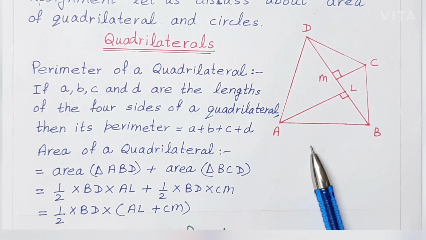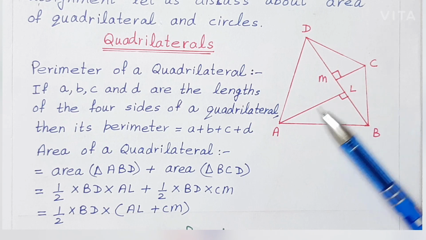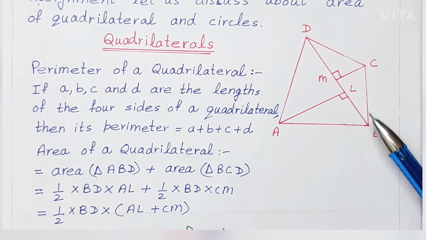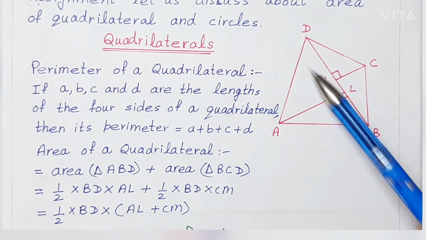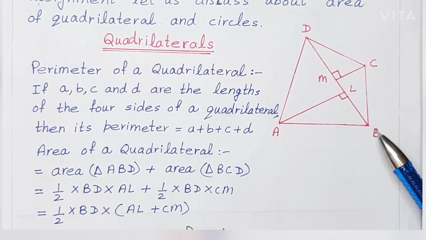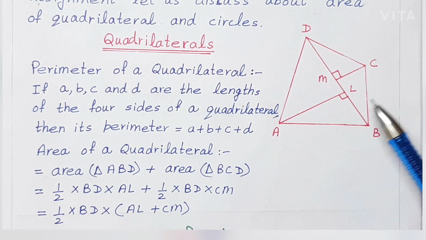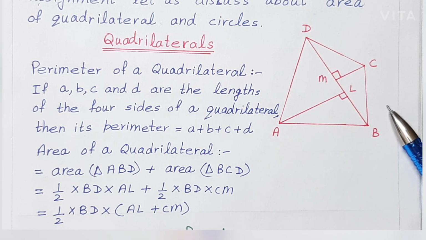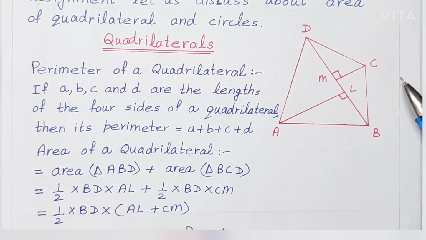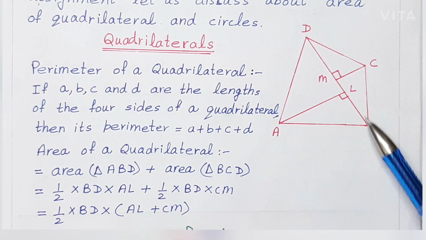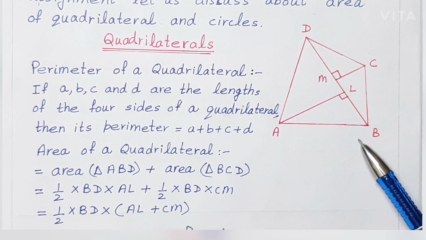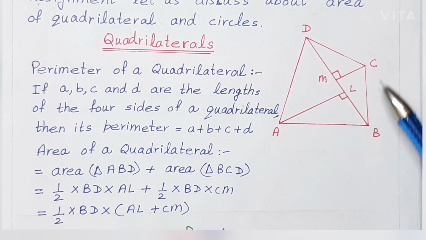So students, we can divide the quadrilateral into two parts. We can see BD is the diagonal. Now diagonal BD is dividing the quadrilateral into two parts, that is triangle ABD and triangle BCD.